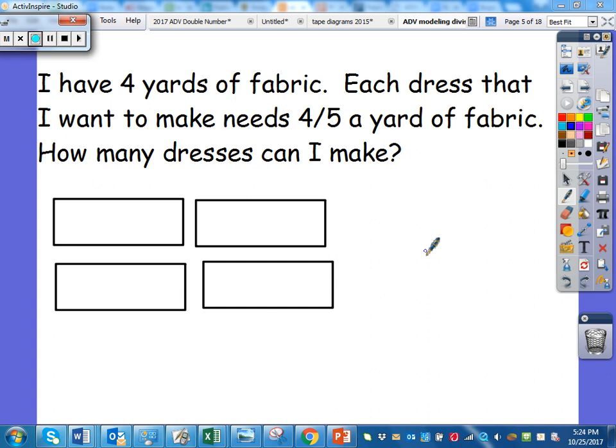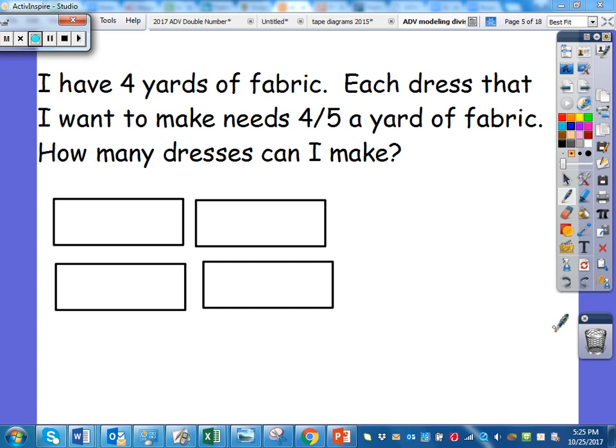Okay, so this video is on how to model dividing fractions word problems. What we have is a word problem that says: I have 4 yards of fabric. Each dress that I want to make needs 4/5 of a yard of fabric. How many dresses can I make?